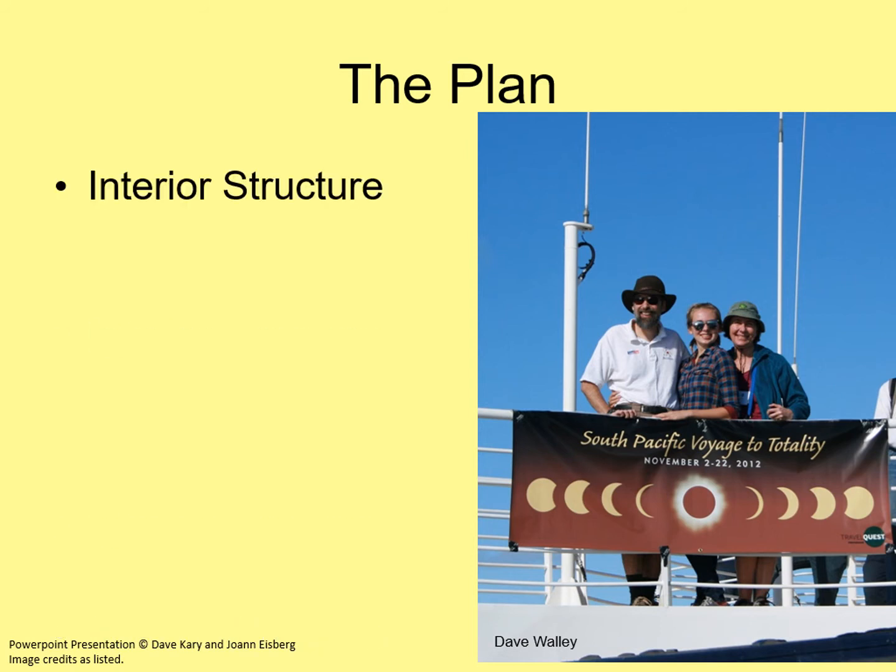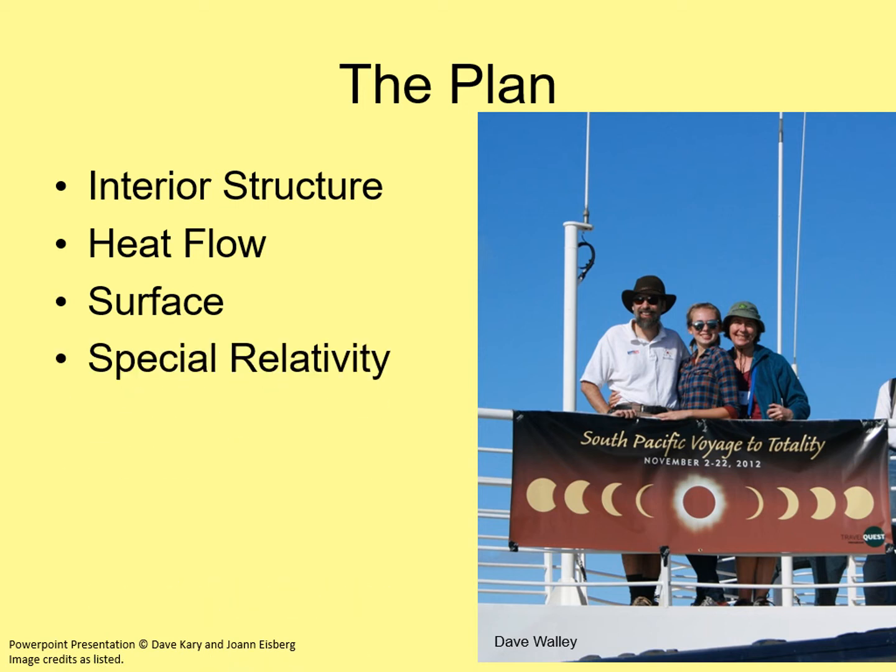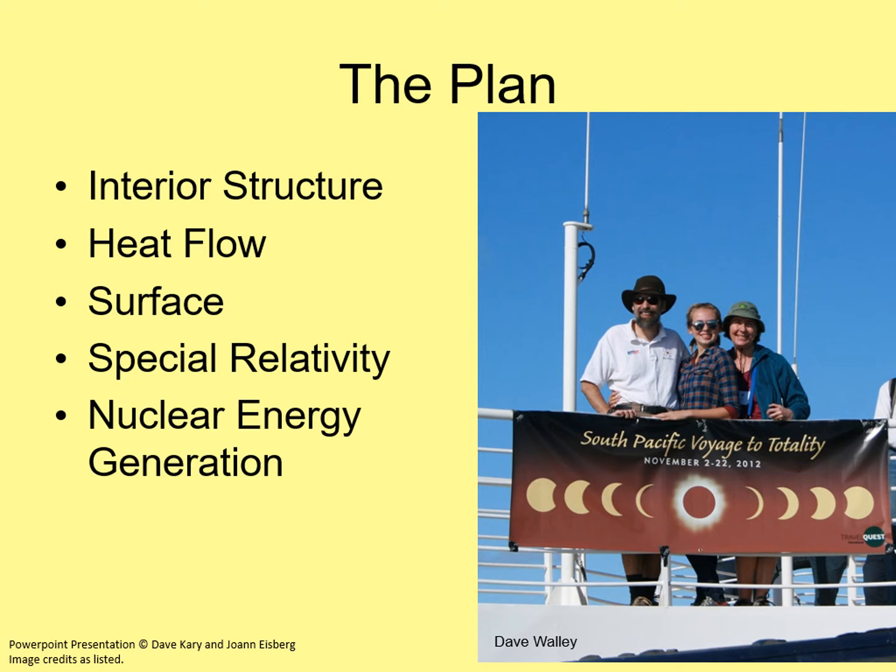We're going to start out by looking at how we study the sun's interior, since we can't see it. We'll also see what we can deduce about the structure of the sun. Next, we'll see how heat flows inside the sun. After that, we'll talk a little bit about the sun's surface, especially the clues that it gives us about the interior. Then we'll make a slight detour to look briefly at Einstein's special theory of relativity. That will give us a better understanding of our final topic, how the sun generates energy through nuclear reactions in its core.